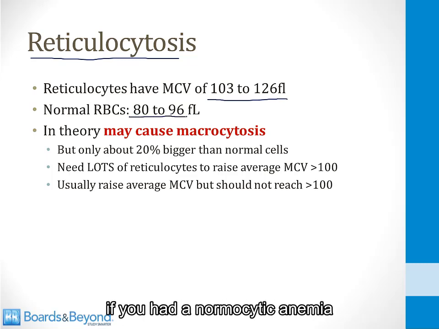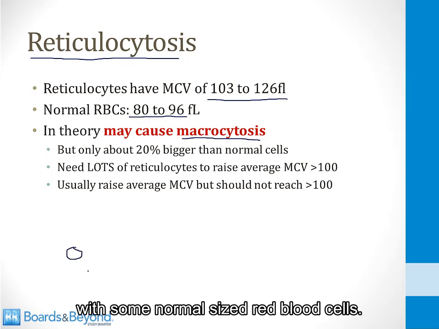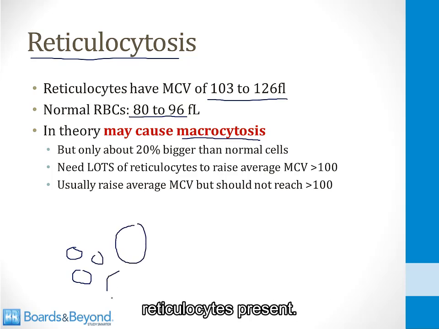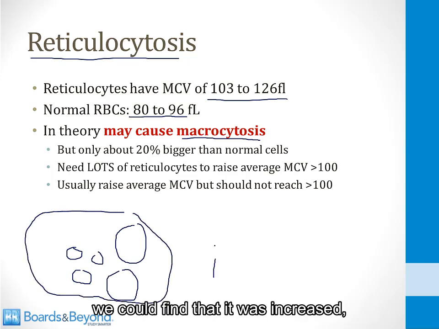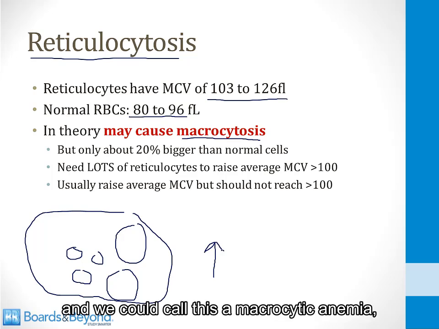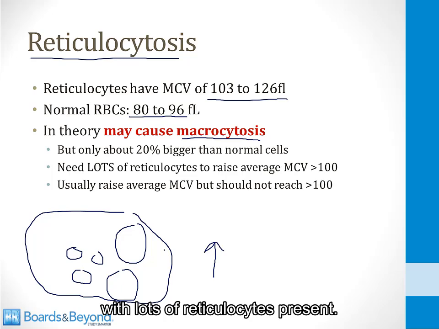So in theory, if you had a normocytic anemia with a very high reticulocyte count, this could lead to a macrocytosis. To understand this, imagine that we have a normocytic anemia with some normal-sized red blood cells, and then we also have some much larger reticulocytes present. If we took the mean size of all of these cells, we could find that it was increased, and we could call this a macrocytic anemia, even though it's really a normocytic anemia with lots of reticulocytes present.